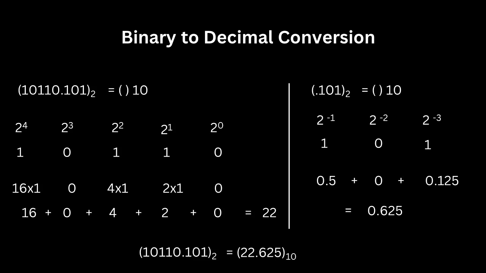Finally, we add both parts: 22 plus 0.625 equals 22.625. So the binary number 10110.101 is equal to 22.625 in decimal.